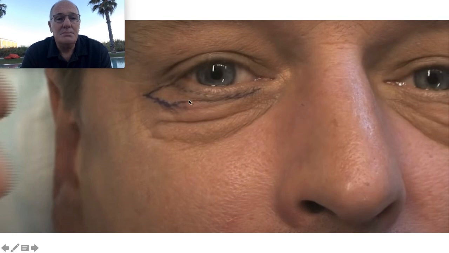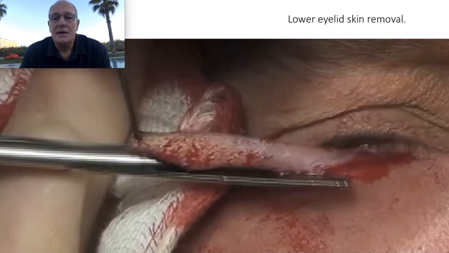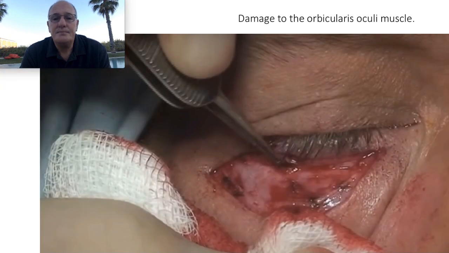Here is a picture taken from the internet. We can see the resection of the skin here. Most of the skin is resected in this area, and here we can see the skin cut with the scalpel and the lower eyelid skin removal.